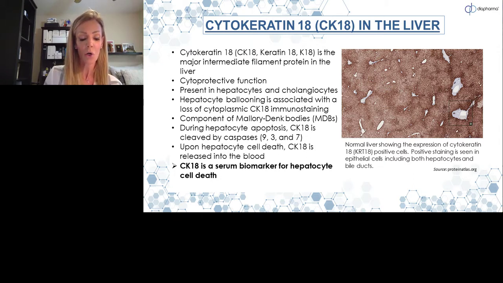One of the members of the cytokeratin family, cytokeratin 18 or CK18, is expressed primarily in cells of epithelial origin. In the liver, CK18 is highly abundant in hepatocytes and cholangiocytes, which are the epithelial cells that line the bile ducts. As I mentioned previously, steatosis, inflammation, and hepatocellular ballooning are key histological features of NASH. Ballooned hepatocytes are typically 2 to 3 times the size of adjacent cells, and ballooning is caused by injury to the cytoskeleton, and it has been shown to be accompanied by a loss of CK18 staining in the cytoplasm.